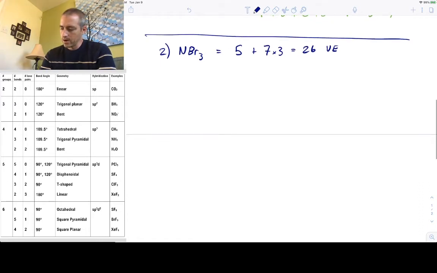Now we draw our compound out. We put nitrogen in the center because it's the first one listed.